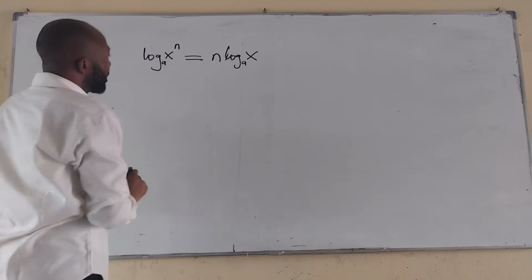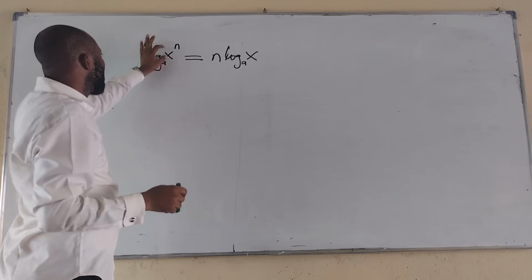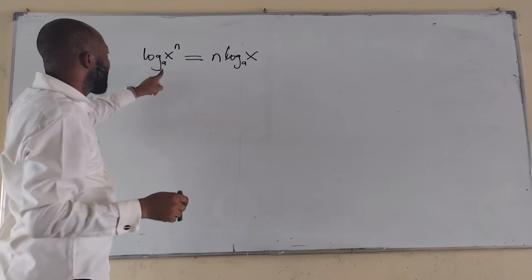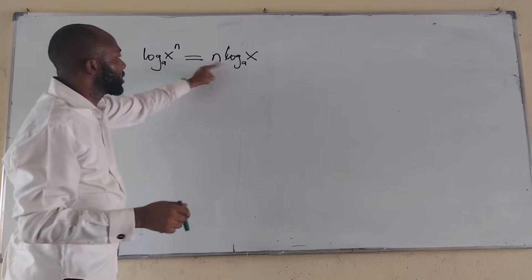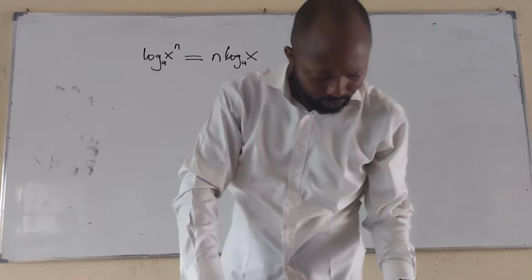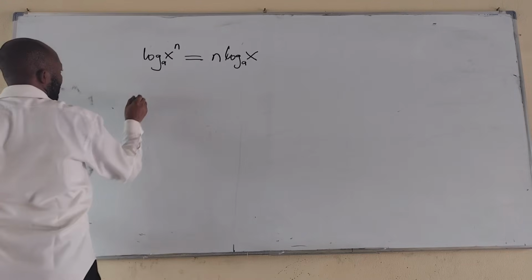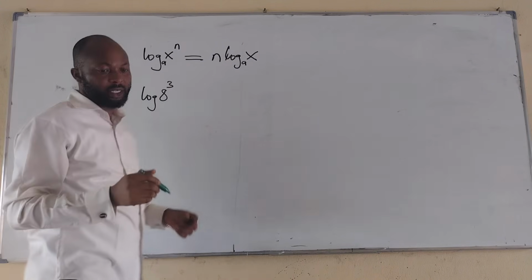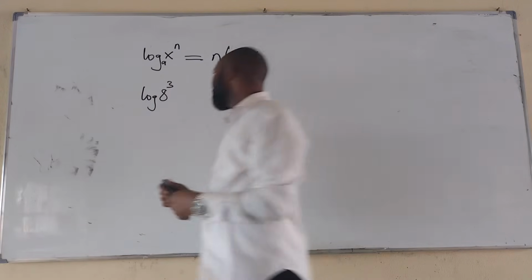So let's see a practical application of this. That is what the law says. When the log of a number x is raised to the power of n in base a, the power n can be used to multiply the log. So let's take an example. Log 8 raised to the power 3 in base 2.